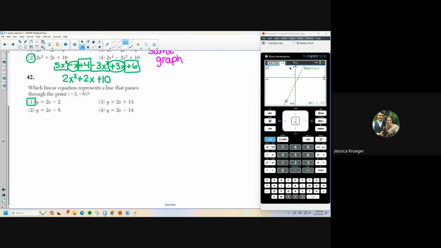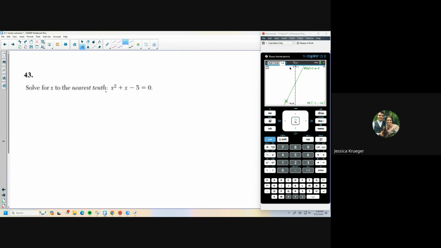Now, just to make sure, I'm going to change this last one to answer choice 2. If I go menu, trace, graph trace, and type in -3, I can see it doesn't go through -3, -8, and so on.